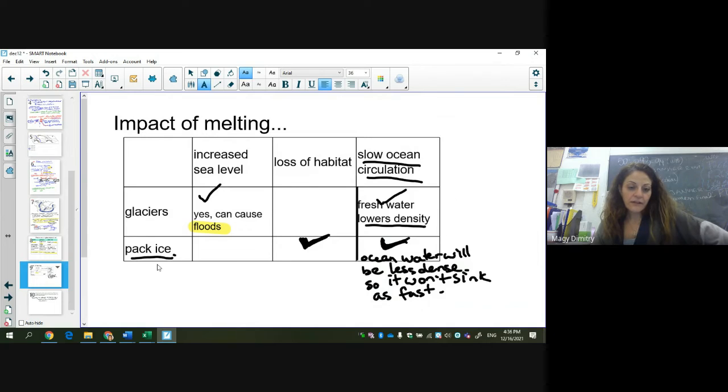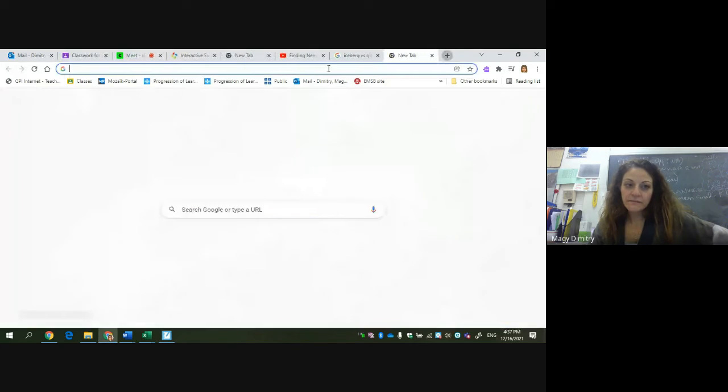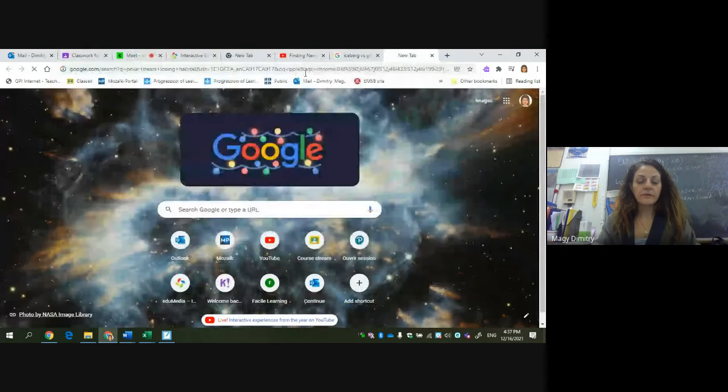And then if I look at pack ice, this will be a loss of habitat because like you saw in the picture, the polar bear, they needed to move around in their location. But if it's melting, they're really at a loss. I feel bad for polar bears sometimes. Even food is so hard to find. They have to let go of their little cubs because they can't feed them either. So it's really sad. You can take a look at the polar bears again, or little polar bears.